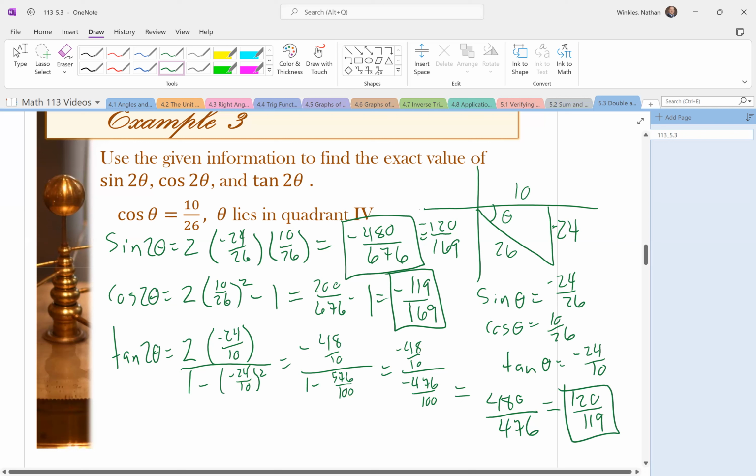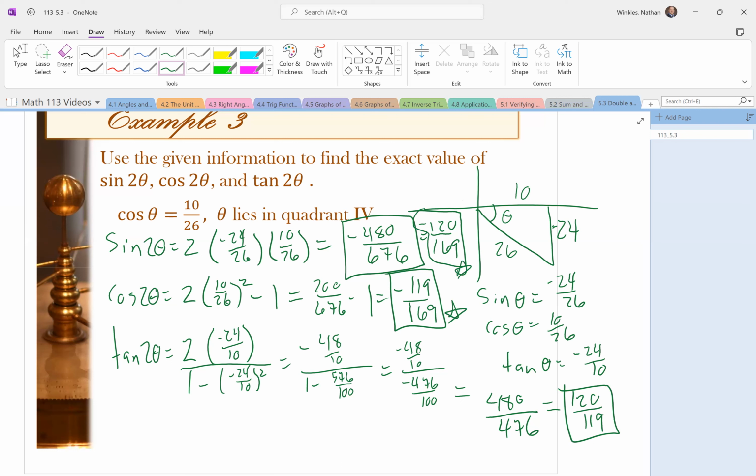If we look back up here at what our sine of 2 theta is and our cosine of 2 theta, notice if we divide them, we get negative 120 over negative 119, which is 120 over 119. So that's the other way you could have done this once you know sine 2 theta and cosine 2 theta to find tangent 2 theta. I would only do it that method if I'd already found sine 2 theta, cosine 2 theta. Otherwise, I use my formula.